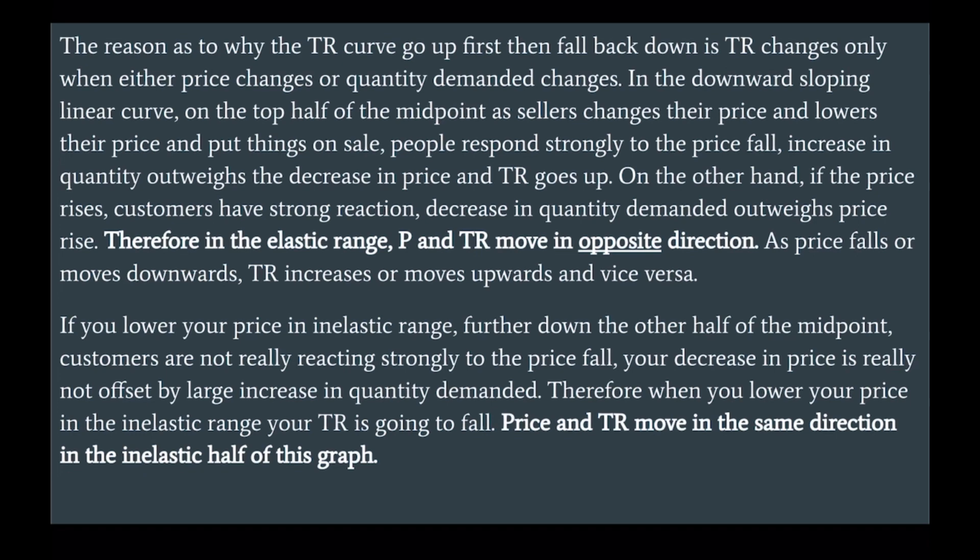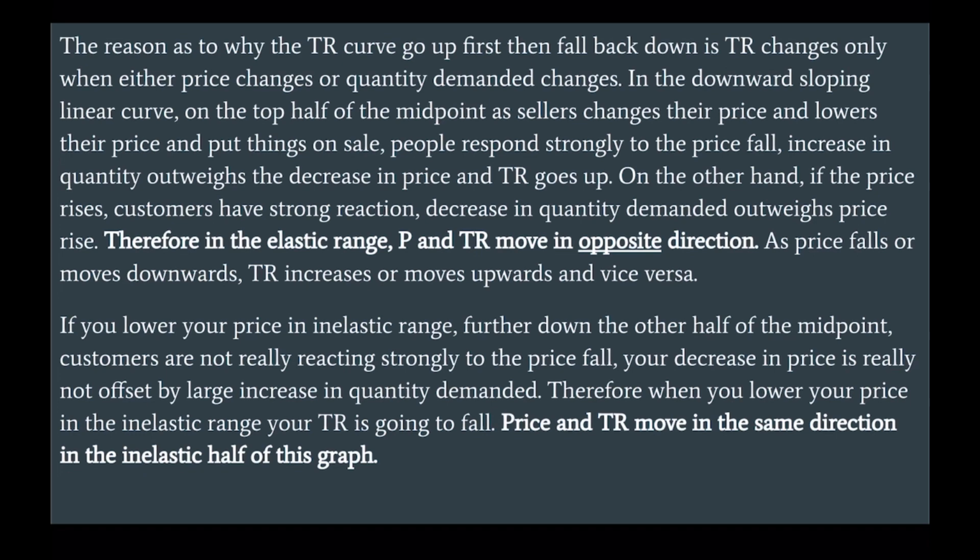In the downward sloping linear curve, on the top half of the midpoint, as sellers lower their price and put things on sale, people respond strongly to the price fall. The increase in quantity outweighs the decrease in price and total revenue goes up. On the other hand, if the price rises, customers have a strong reaction. The decrease in quantity demanded outweighs the price rise. Therefore, in the elastic range, price and total revenue move in opposite directions. As price falls, total revenue increases, and vice versa.